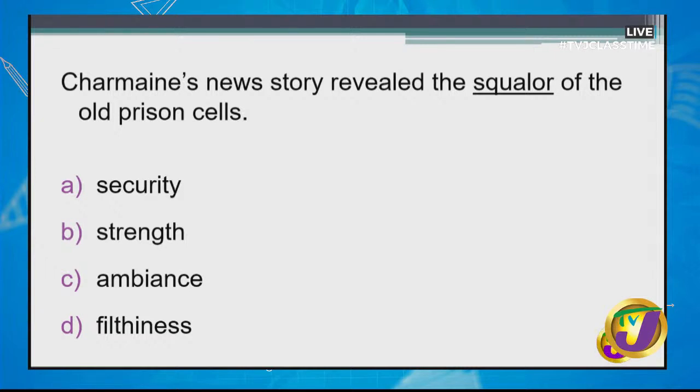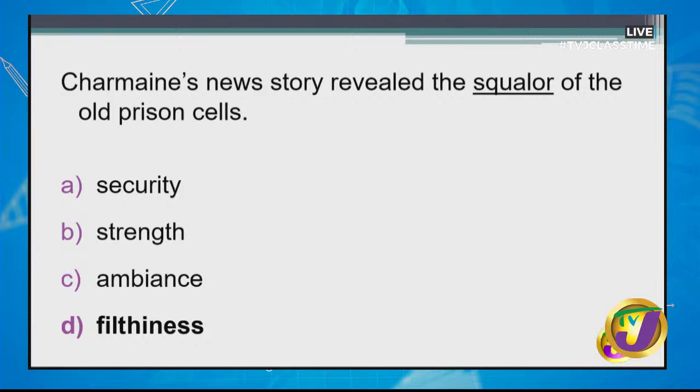Ambiance. Remember we talked about connotation and denotation. So when you talk about ambiance, you're talking about something that is good, something that is desirable. So, does ambiance fit into this sentence? And then you look at filthiness. Does that fit into the sentence? So what do you think is the meaning of squalor based on the options you have here? Which one would you choose? I hope you chose filthiness. And if you did, one more round of applause for you, one more point for you.